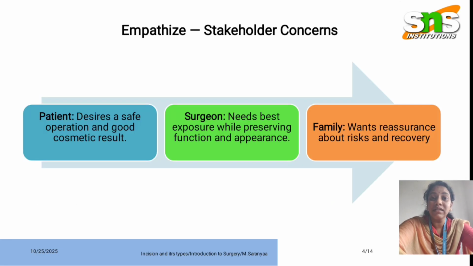What are the things that each and every one should notice for this operation? As a patient, what I feel is that I desire a safe operation and a good cosmetic result with minimal scarring. What the surgeon needs is the best exposure while preserving the function and appearance of the tissue. The family's expectation is an assurance about the risk and the recovery phase. All this should be kept in mind before going into a case. So this is emphasizing the stakeholders' concerns.